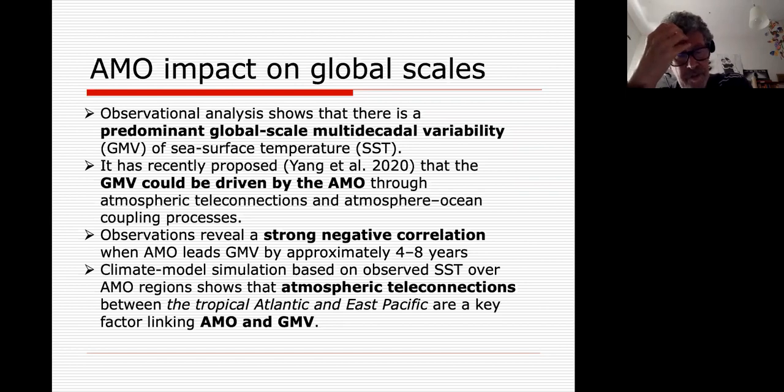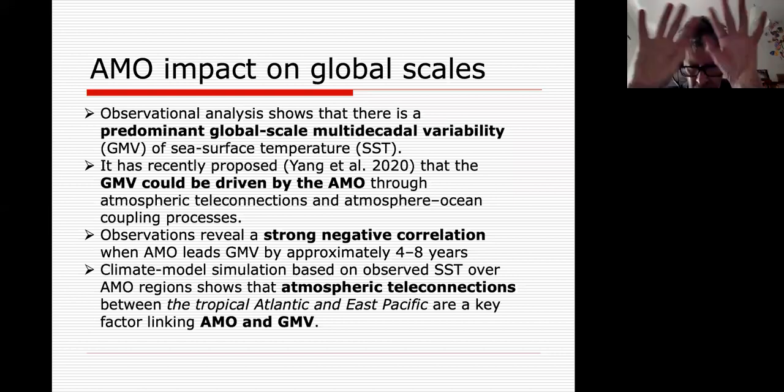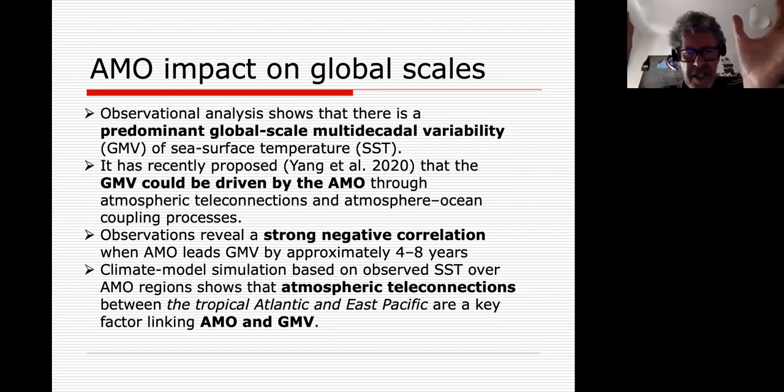that shows from the data that there is a change in the global scale multi-decadal variability of the sea surface temperature, which is, when you detrend the sea surface temperature from the global warming effect, you still have a predominant global scale multi-decadal variability in place.